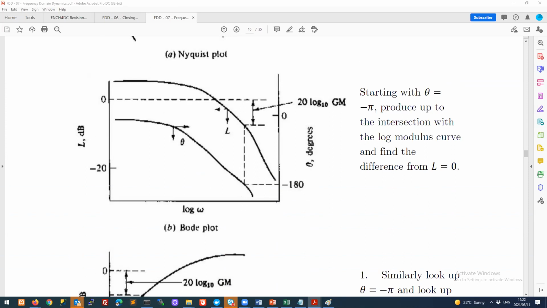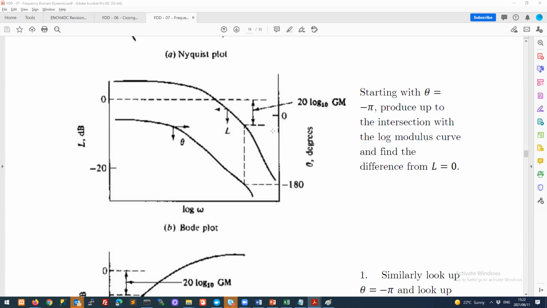And then we can produce for that omega value up, and that tells you what L value we have. If we look at this L value, it is a negative L value, which means it's a fraction of 1. So we are still inside, we are still not encircling -1,0.